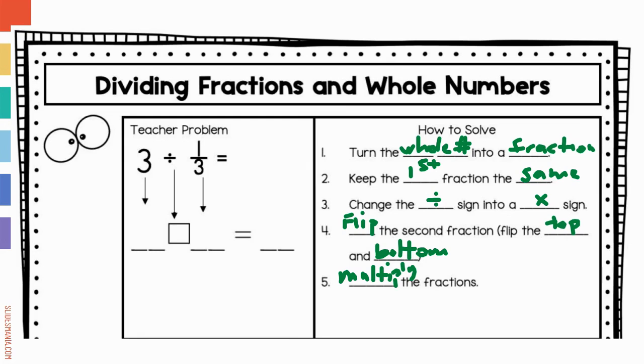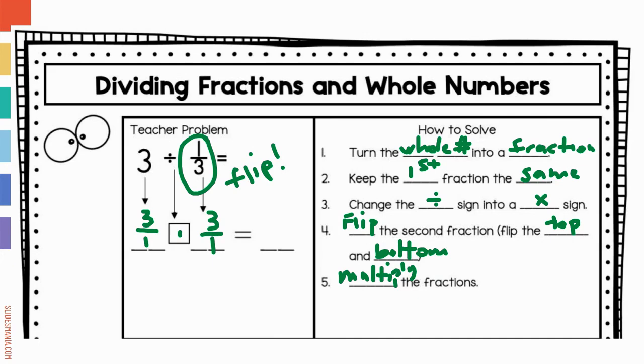Okay, so for this teacher problem, we're going to turn 3 into a fraction. So that's going to be 3 over 1. We're going to change the division sign to multiplication. I'm going to use the dot for multiplication. I don't like to use the x because in algebra we're going to have variables and we usually use x as a variable. And then we're going to flip 1/3 to 3 over 1. So this one gets flipped. You just put the bottom on the top and the top on the bottom.